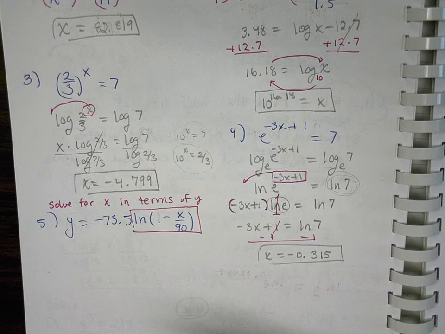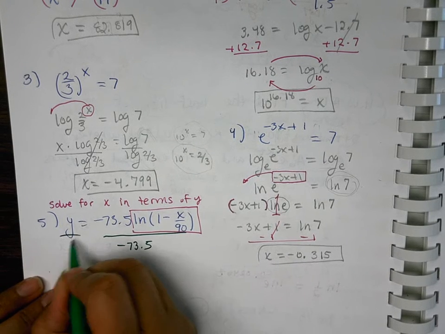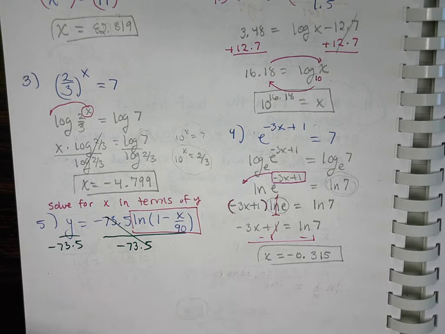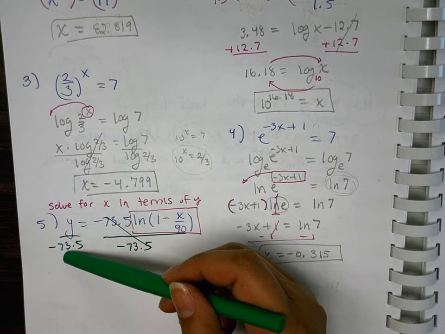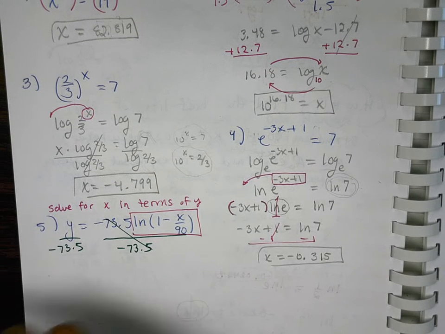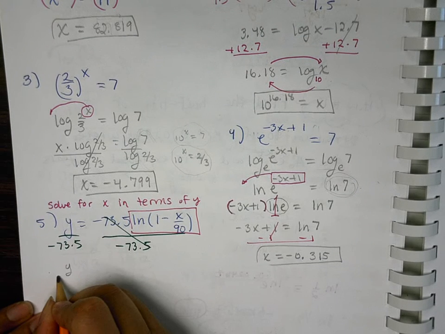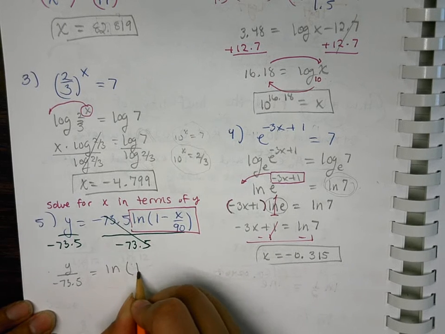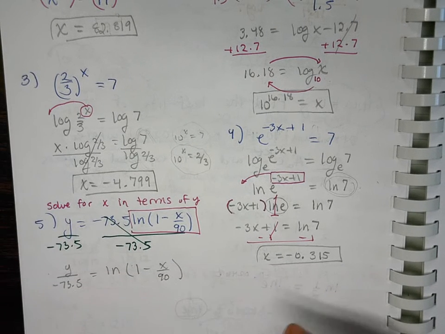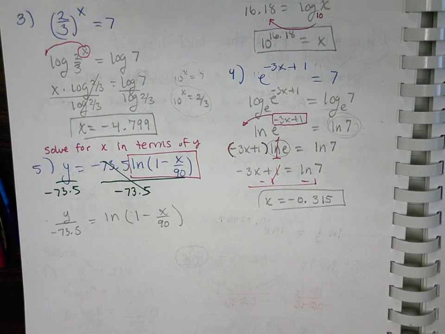So what do I divide both sides by? Now typically, what would I do if y was a constant? Plug it in the calculator, right, and get a decimal. But I can't, so I'm going to leave it as y over negative 73.5 equals ln of 1 minus x over 90. This answer is going to come out looking really wonky because we can't plug the numbers in our calculator, but we need to know how it works. All right, questions on anything I've done so far?